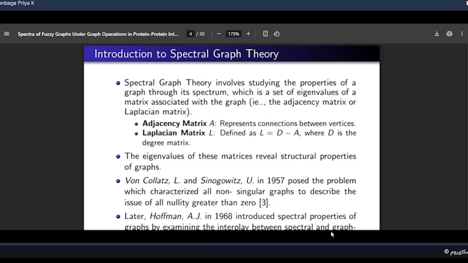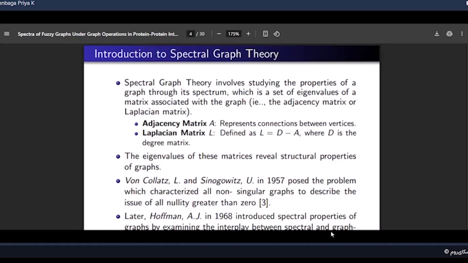Spectral graph theory involves studying the properties of a graph through its spectrum, that is, the set of all eigenvalues of a matrix associated with a graph. The matrix may be either the adjacency matrix, the Laplacian matrix, and so on. The adjacency matrix represents the connections between vertices, whereas the Laplacian matrix is defined as L = D - A, where D is the degree matrix and A is the adjacency matrix. The eigenvalues of these matrices reveal structural properties of graphs.